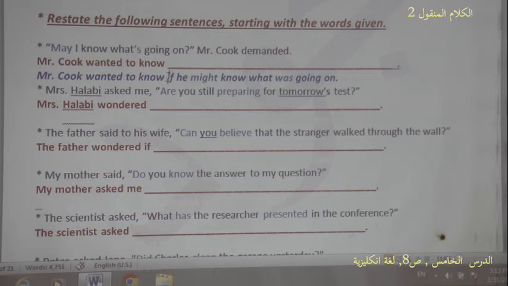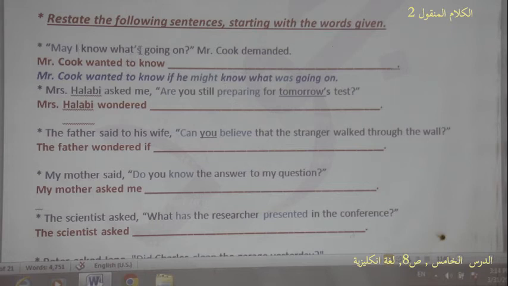Why if? Because it's a yes/no question. So Mr. Cook wanted to know if I, the subject pronoun, is changed into he. May, we need the past form, might, and it is an indirect question. So we don't say if might he, but if he might.